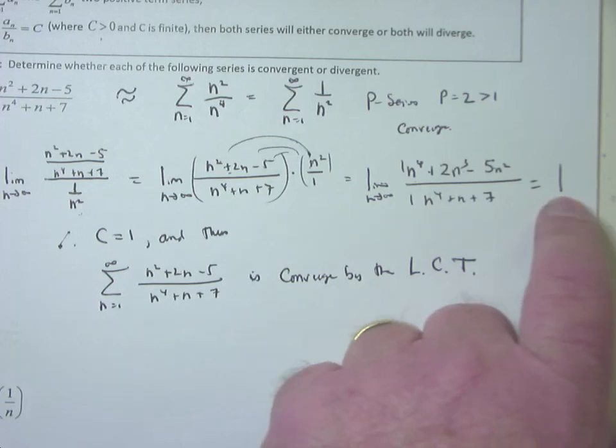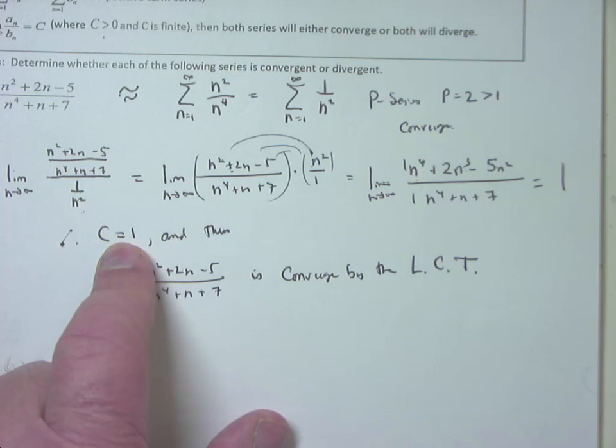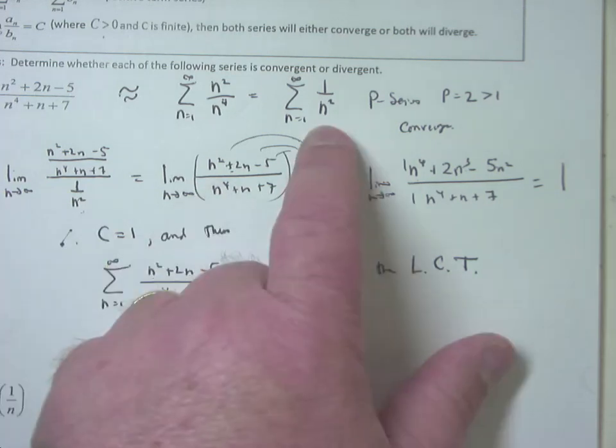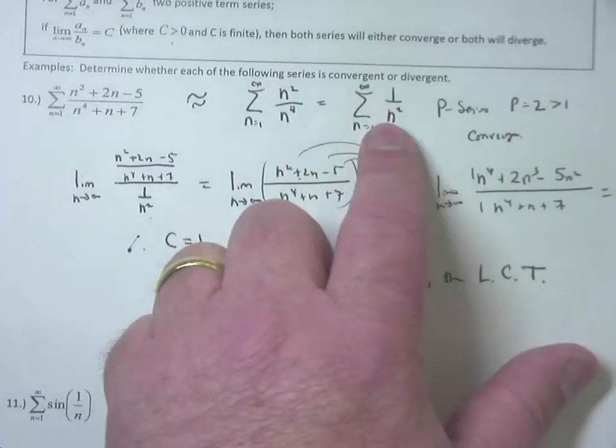Since this is your c value, c equals 1, and since 1 is not 0 and it's not infinity, this tells me by the limit comparison test that the unknown series and the known series are going to do the same thing.